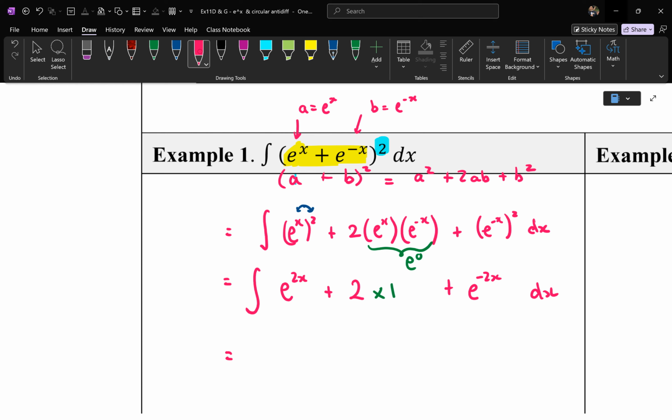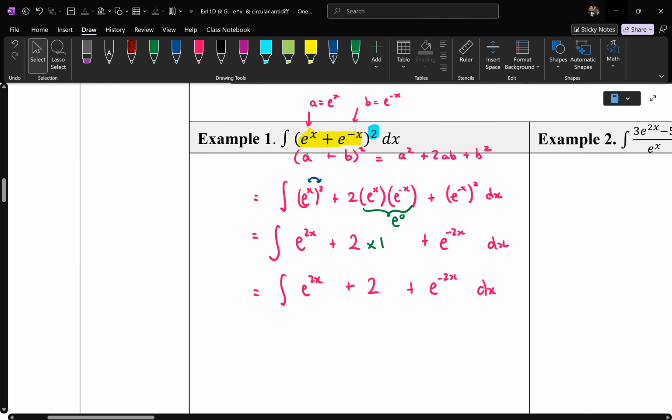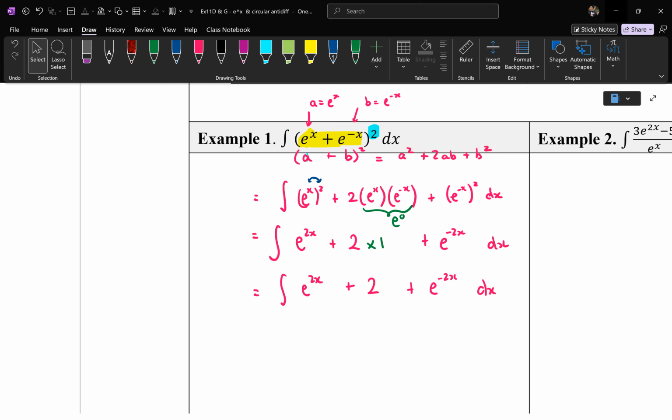So if I wrote it all out again, you're really just finding the antidiff of e to the 2x plus 2 plus e to the negative 2x dx. Okay, now they're in their separate terms. You can then do them individually. You can work out the antidiff of e to the 2x, the antidiff of 2, and then the antidiff of e to the negative 2x. So using the rules I've given you on that chart, what is the answer for the antidiff of e to the 2x? Let's go with Alex.